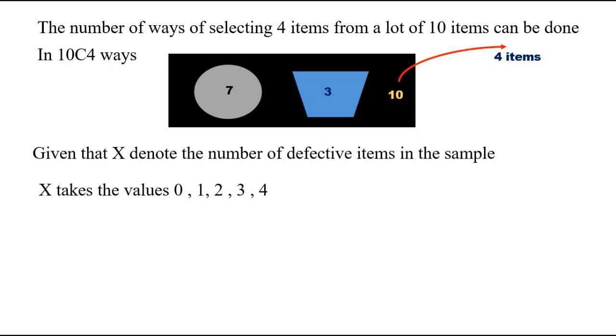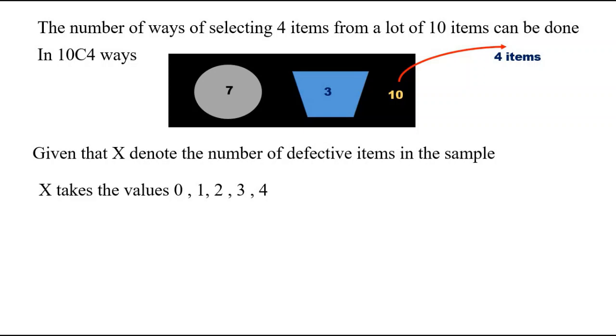Out of 4, only 1 is defective, therefore X equals 1. Out of 4, only 2 are defective, so X equals 2. Out of 4, 3 are defective, X equals 3. And all the 4 are defective, therefore X equals 4. So these are the only values that X can take, and since all the values are discrete, we call it a discrete random variable.